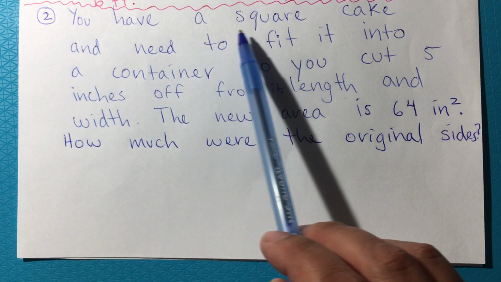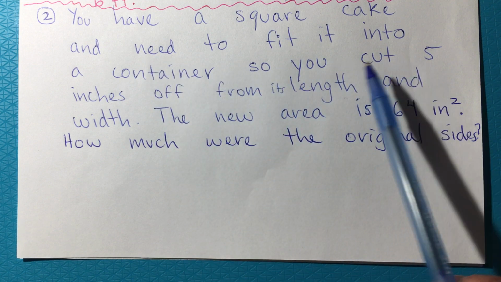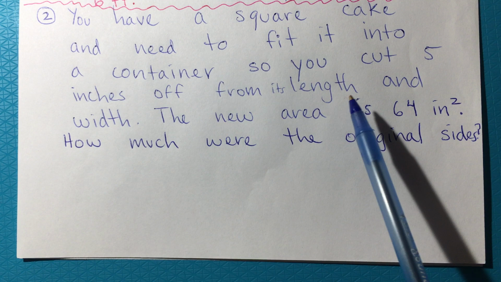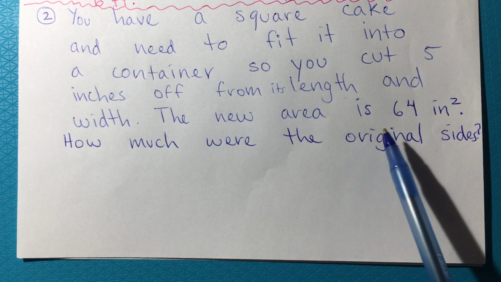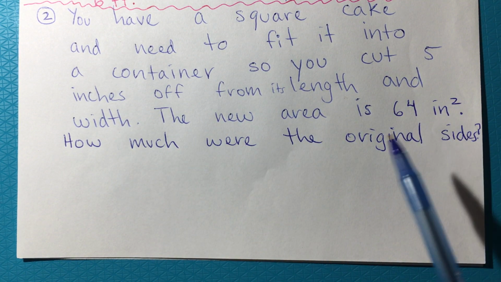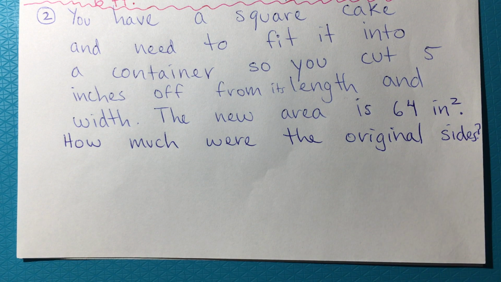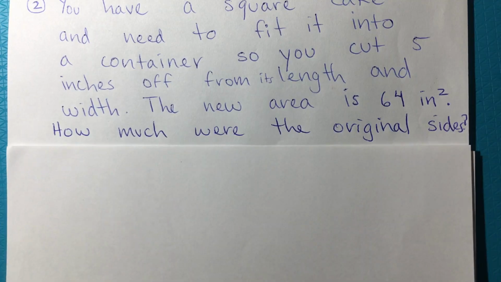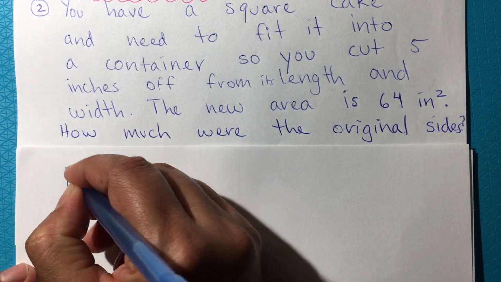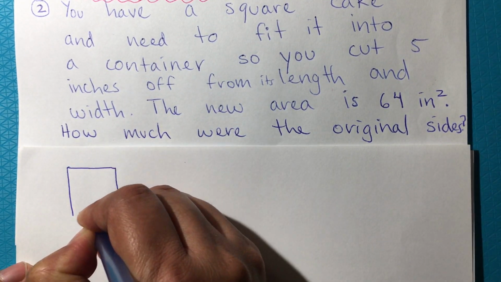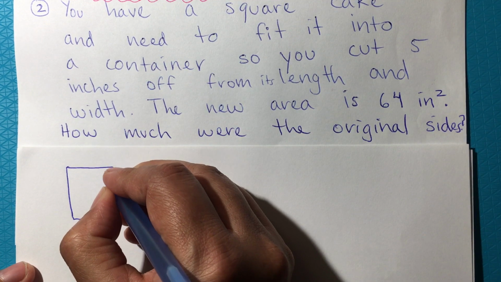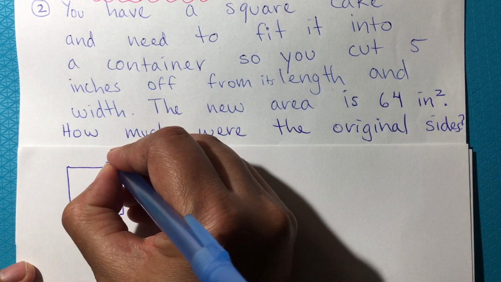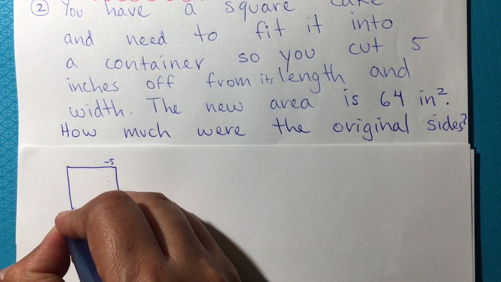Number 2 says you have a square cake and need to fit it into a container, so you cut 5 inches off from its length and width. The new area is 64 square inches. How much were the original sides? So I don't think I'm going to have enough space in here. So let's draw our cake in here. It's a square, but then it says that you cut off 5 inches. So it's minus 5 and also minus 5 in here.